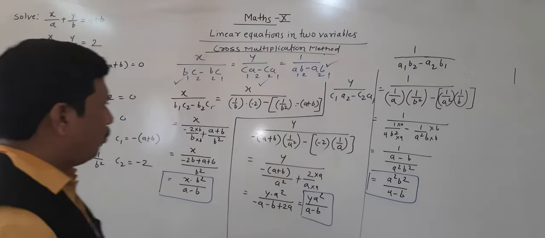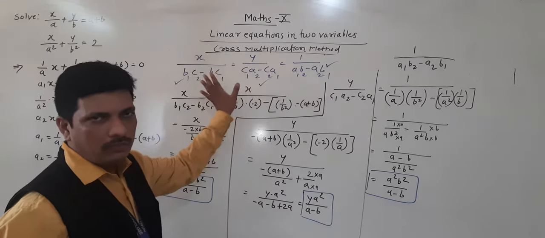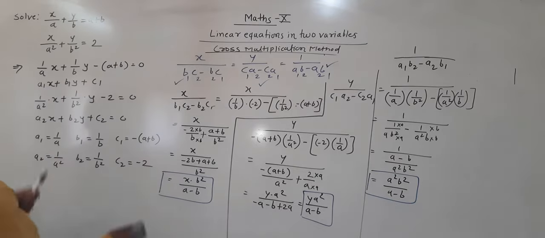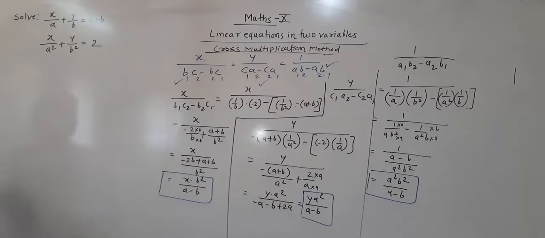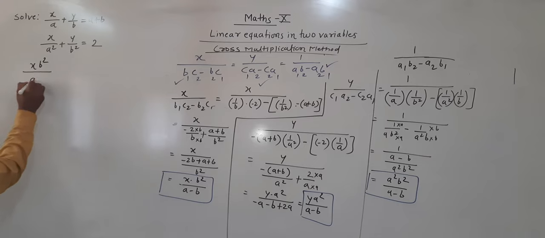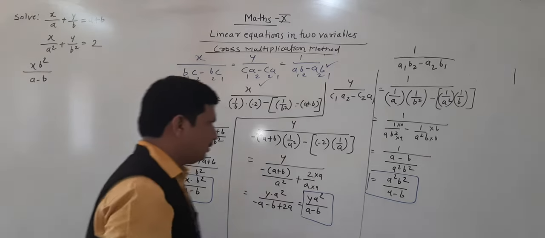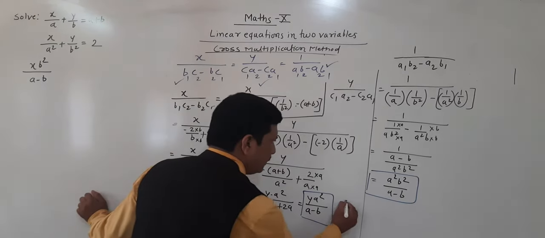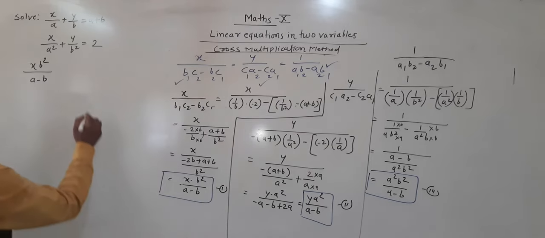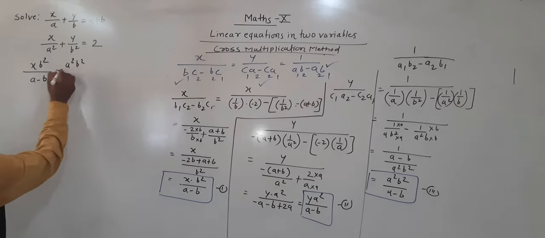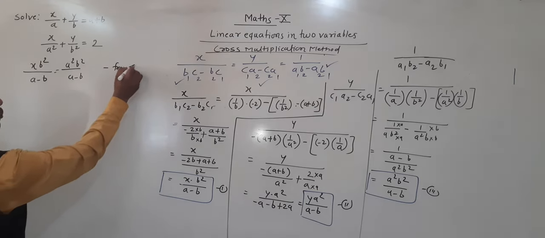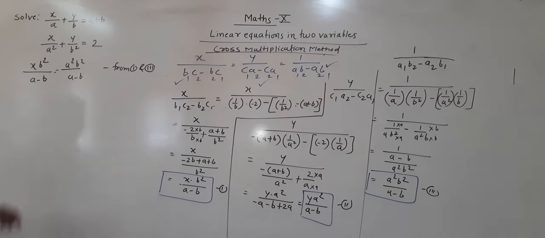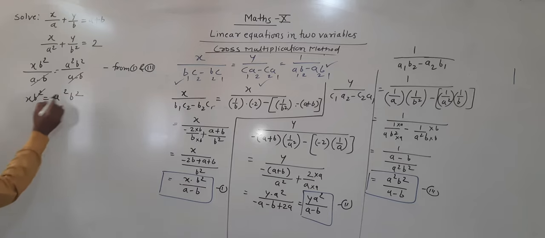Now what we need to do here: see, these three values are equal, so we equate them. Here I take x b square upon a minus b, and we equate this with the first. I am saying this is first, this is second, and this is third. So from first and third, a square b square upon a minus b. A minus b will be cancelled, so x b square is equal to a square b square. Again b square will be cancelled, so x is equal to a square. So this is the value of x.